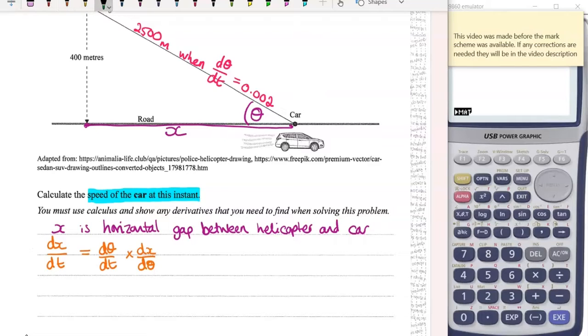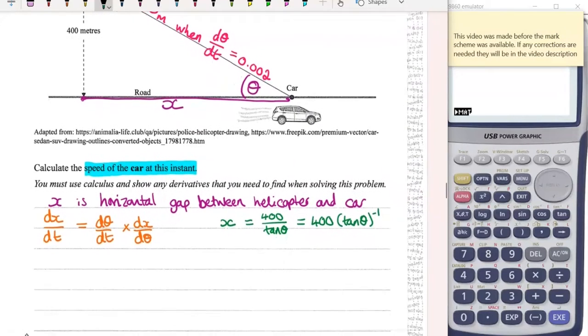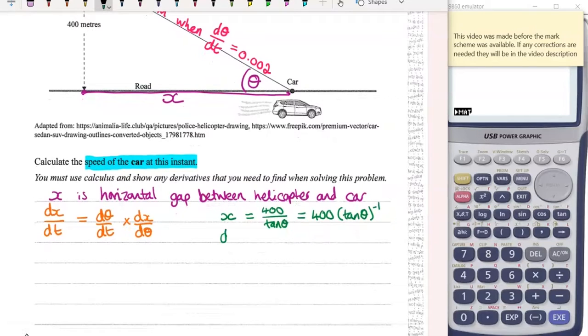But what we can see is we've got a right-angled triangle that involves x and theta. So if I'm looking at x, I've got the opposite here, the adjacent and the angle. So that's to do with tan. Now to find the adjacent, I will do the opposite, which is 400 divided by tan theta. Or in other words, 400 and then tan theta to the minus 1. Now that I've got it in that form, I can do dx/dθ.